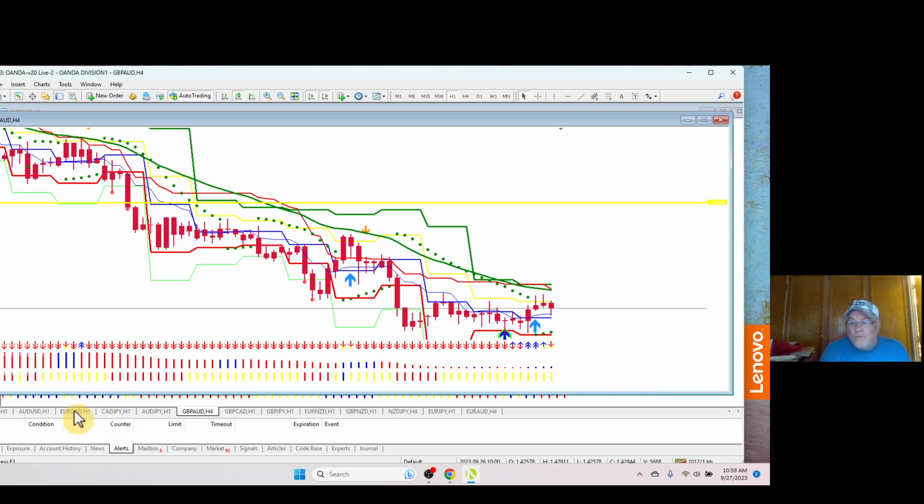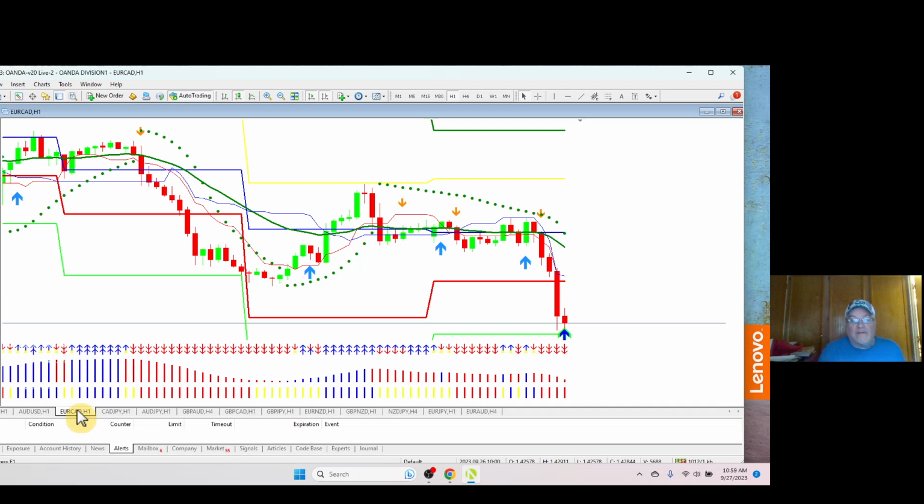So we got 1 minute on the Euro CAD. Let's see how it looks now. That's still the pound Aussie right there. It hasn't changed yet. There we go. That's the 1 hour Euro CAD. And it's about to end.